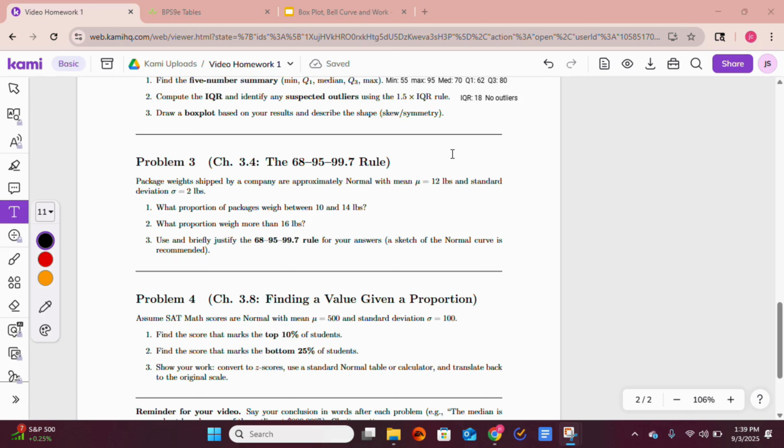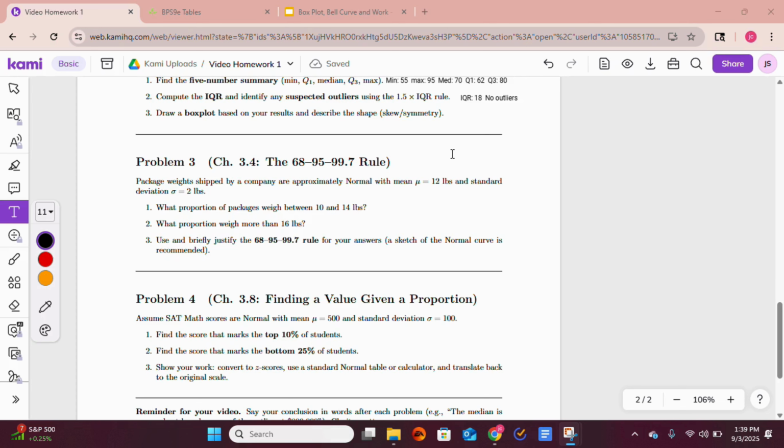For this problem, we are to use the 68, 95, 99.7 rule, which says about 68% of the data lies within 1 standard deviation of the mean, about 95% lies within 2 standard deviations, and about 99.7% lies within 3 standard deviations. So first, we'll find what proportion of packages weigh between 10 and 14 pounds.